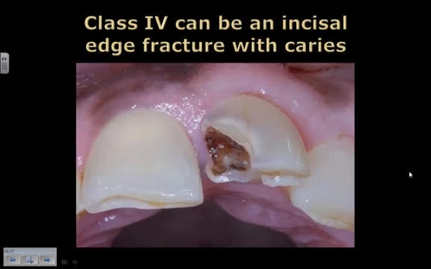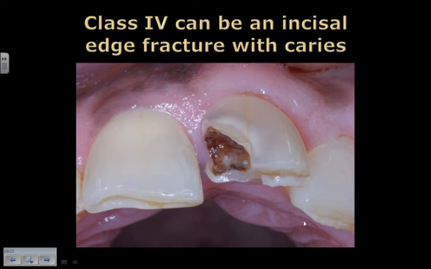And in this case we're seeing a clinical view of a lateral incisor where we have a carious lesion that has, in fact, caused the enamel of the incisal edge to fracture. Please notice the attrition of the incisal edge. This attrition isn't a Class 4. We'll speak about attrition later as it relates to it being a Class 6 lesion. But this would be a Class 4 incisal edge fracture with the presence of caries.